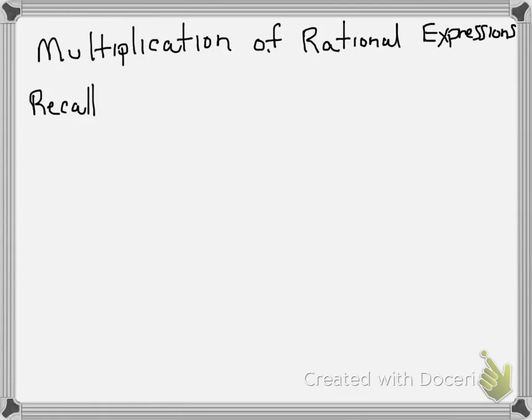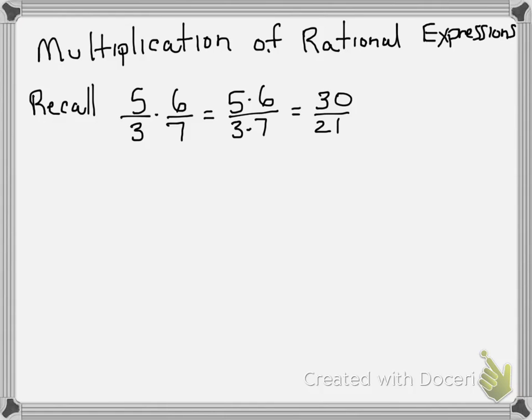You recall from the first week of 221 the multiplication of two rational numbers, for example, 5 over 3 times 6 over 7. What we want to do in cases like this is multiply straight across the top and straight across the bottom. So we would get 5 times 6 divided by 3 times 7, which is equal to 30 over 21, which we could further simplify.